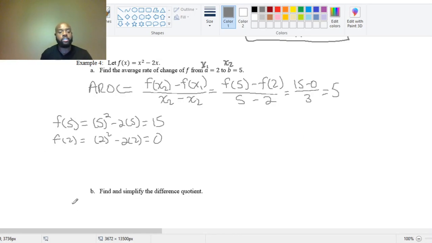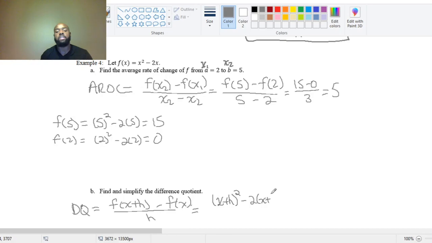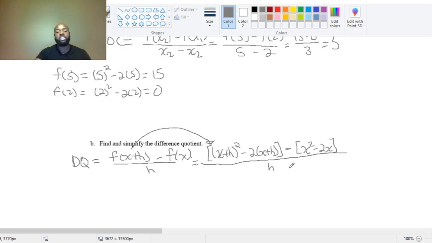So my difference quotient, I'm going to abbreviate that with DQ. That's f of x plus h minus f of x all over h. Wherever I see an x, I'm going to have to substitute x plus h there. So it's going to be x plus h squared minus 2 times x plus h. This is coming from this first term here. My second term is f of x, which is x squared minus 2x. You don't have to use brackets. I'm just using brackets as a grouping symbol. There's nothing special about those brackets.